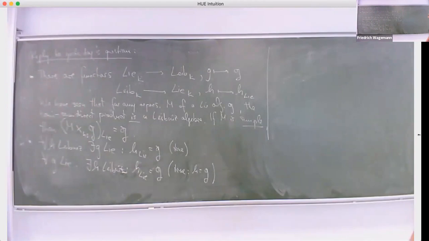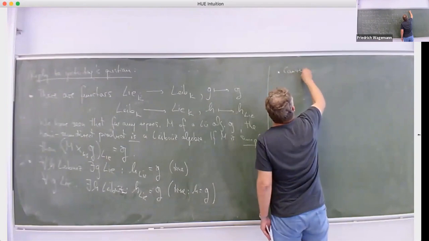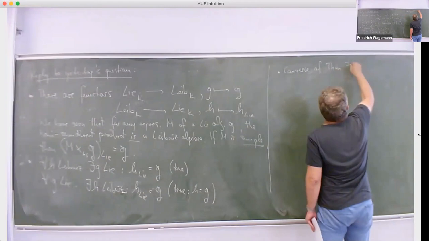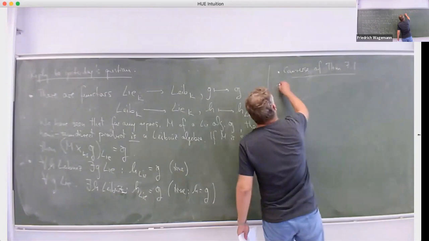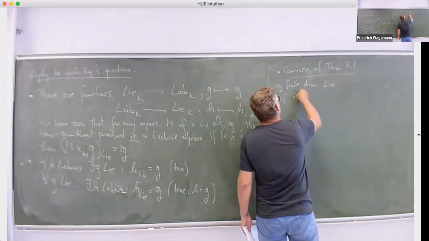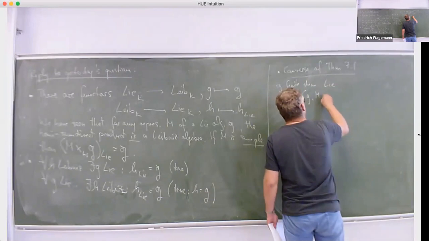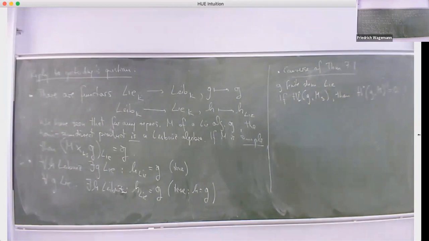And then the second point is that we can also show the converse of theorem 7.1. Maybe that was the point of departure for your question. Take a finite dimensional Lie algebra g, and if HL of g, M^s is non-zero, then H of g, M is non-zero. So this is the converse. This is not the theorem, this is already the converse of this theorem.